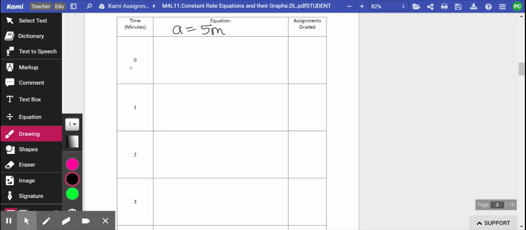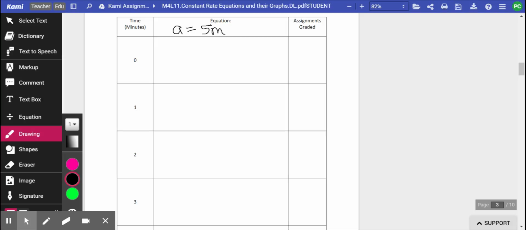But I'm going to ask you guys, just think about it. If 0 minutes have passed, 0 time has passed that I've been grading, would I have graded any assignments at all? If I have not started grading, I haven't spent any time grading, would I have graded any assignments? No, right? That's 0. So I would hope that in 0 minutes of me working, I have 0 assignments. That makes sense in real life.